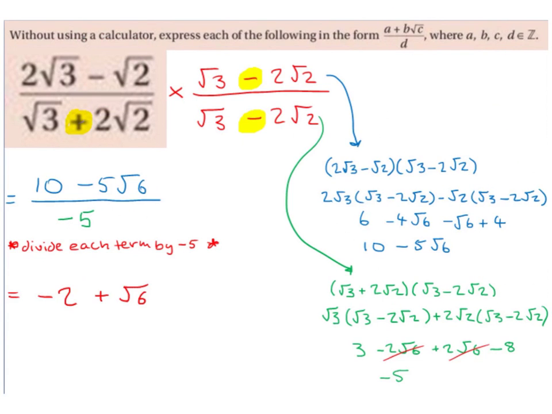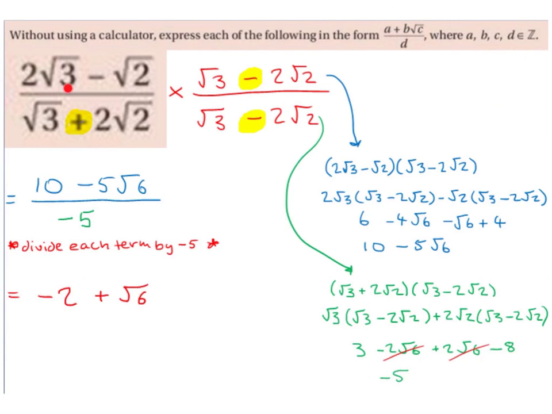Without using a calculator, express the following in the form of a plus b root c over d, where a, b, c, and d are elements of z, z being the integer set, positive or negative whole numbers. So again, what we're going to do is multiply the numerator and the denominator by the conjugate of the denominator. And all we have to do to get the conjugate of the denominator is change the sign in the middle. So this minus plus just becomes a minus. So we're going to multiply the numerator and the denominator by root 3 minus 2 root 2. So root 3 minus 2 root 2.